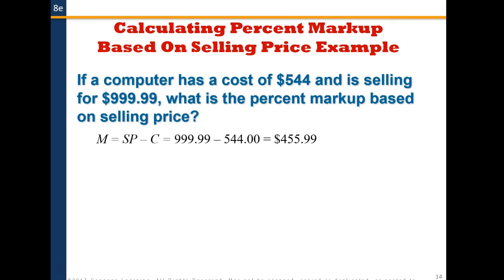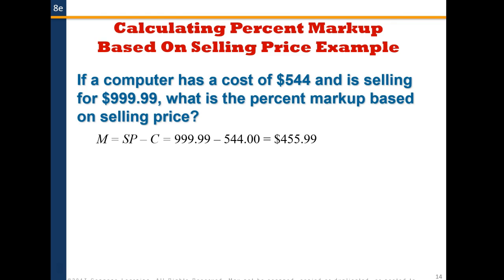And you can see on our guided notes that I've listed here several equations that will be helpful in solving these problems. So let's take a look at the first problem. If a computer has a cost of $544 and is selling for $999.99, what is the percent markup based on the selling price? So we have the selling price, we've got the cost that they pay for it.